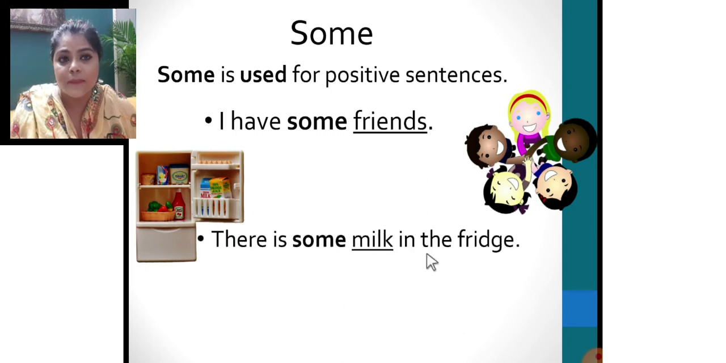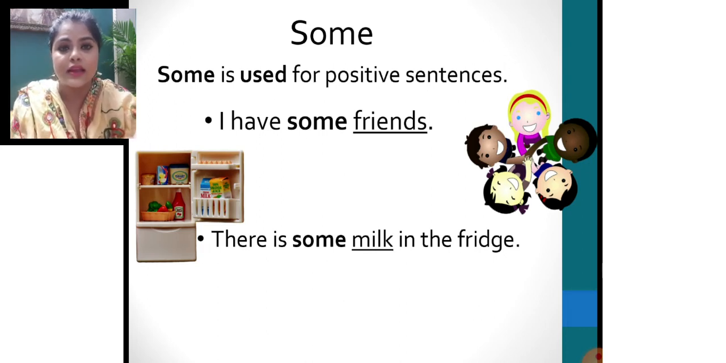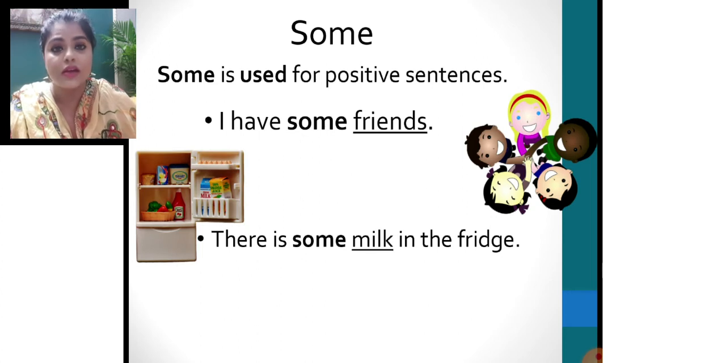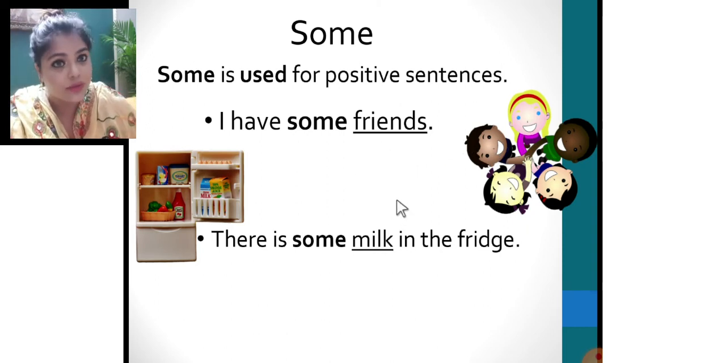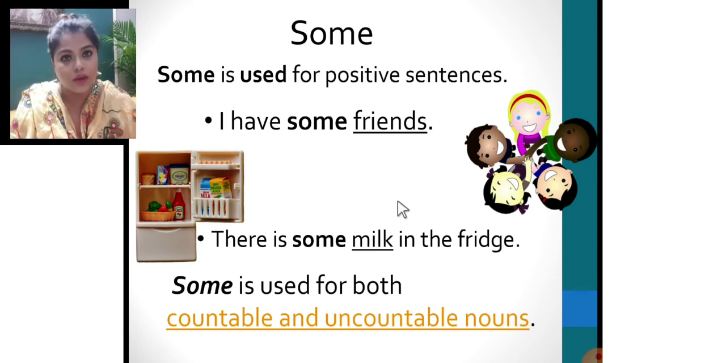Let's see one more example here. There is some milk in the refrigerator. Now, I am saying here, yes, there is some milk in the refrigerator. It's a positive sentence. That means I am talking about a positive sentence. Now, the some here is a quantifier and friends and milk are nouns. Now friends is countable and milk is uncountable. Some is used for both countable and uncountable nouns.